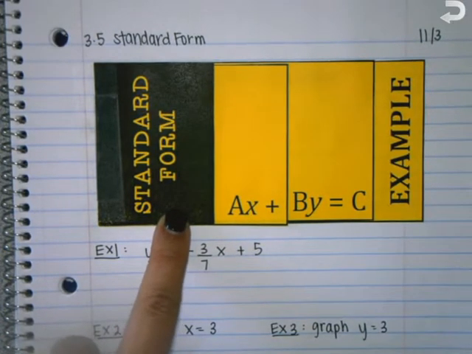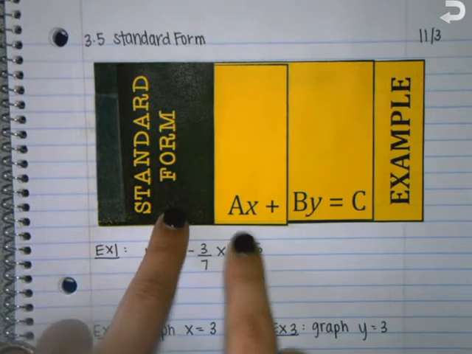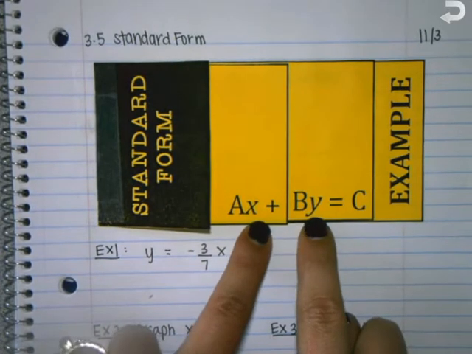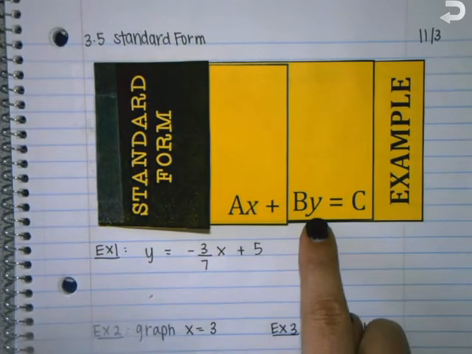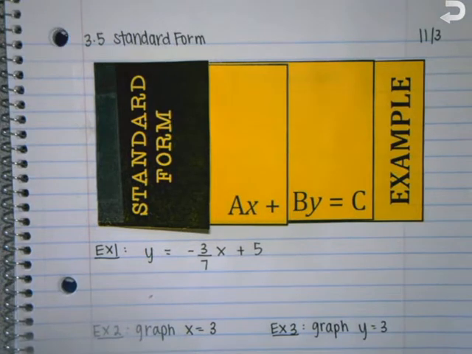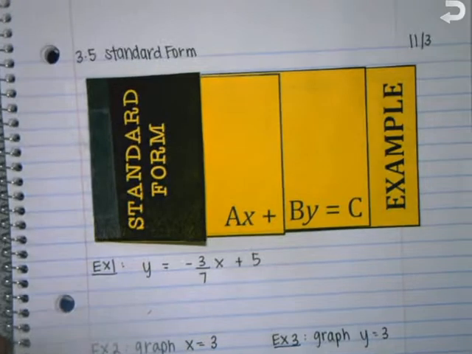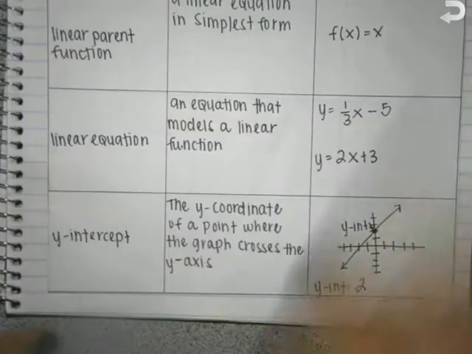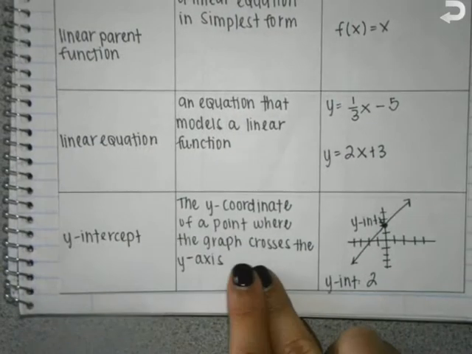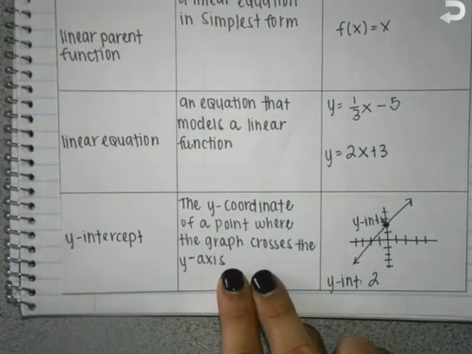The way that you can tell if something is written in standard form is because the x and the y are on the same side of the equal sign, okay? So, before we actually get into solving problems and graphing things, we need to add one definition to our vocabulary. We talked about y-intercepts, right? The y-intercept is the y-coordinate of a point where the graph crosses the y-axis.